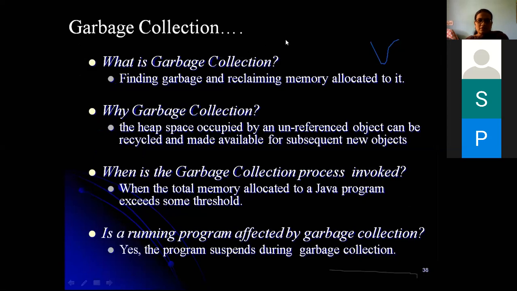And this is what the statements here say. What is garbage collection? Finding garbage and reclaiming the memory allocated for it. Finding garbage means that whenever we have an unreferenced object, you have to see to it and reclaim that memory. Why garbage collection? There is heap space occupied by the unreferenced object. We will not get to know whether an object is referring to a particular memory or not, so that memory will get wasted. That is why garbage collection is needed.